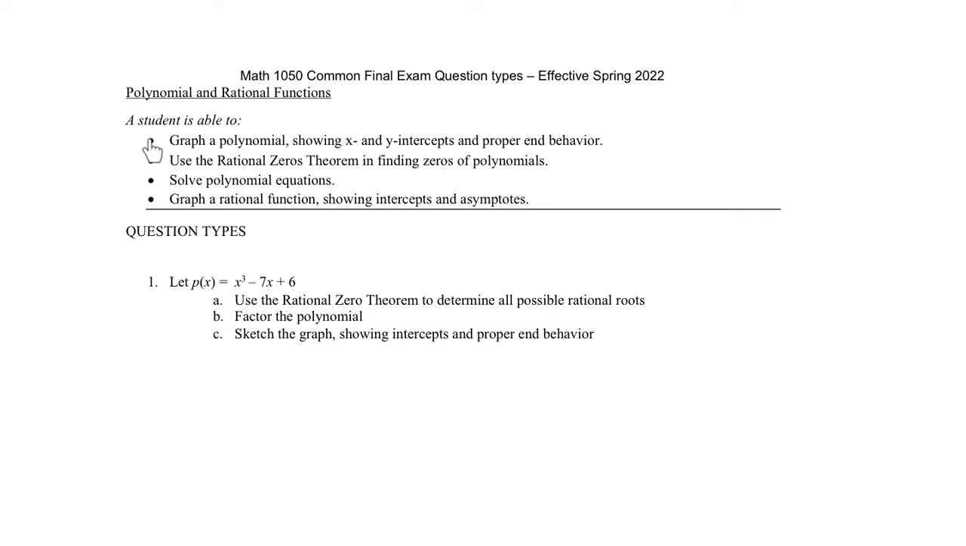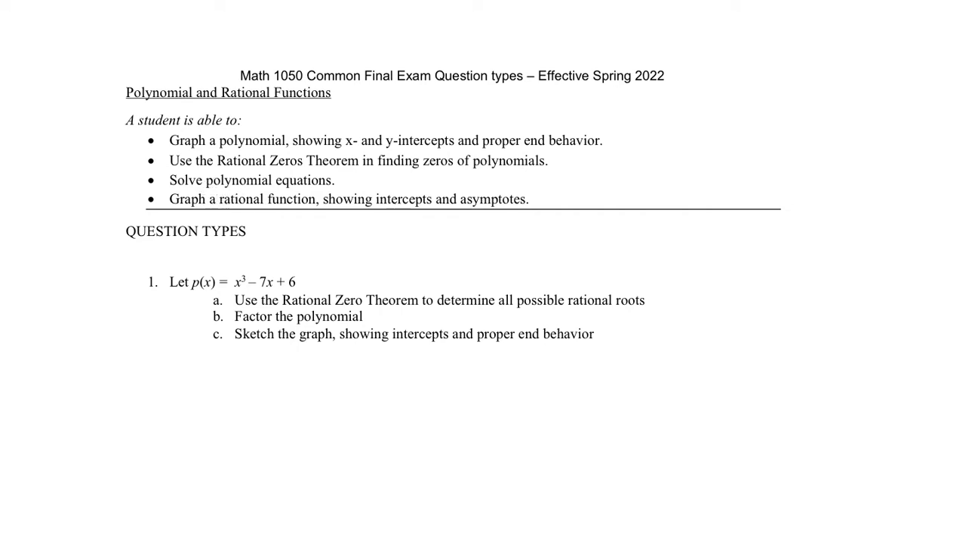In just one problem here, we're covering almost all the learning targets that are important in Unit 2. So graphing a polynomial, that's part C. Use the rational zeros theorem to find the zeros, that's pretty much part A and B. Now, solve a polynomial equation. I want to talk about this learning target. I didn't include a question like this on the Unit 2 exam, but because the department put it here as an important learning target, I want to make sure I cover this.